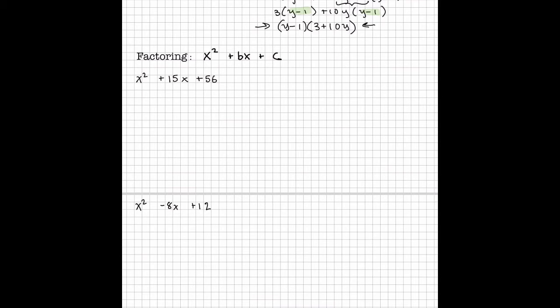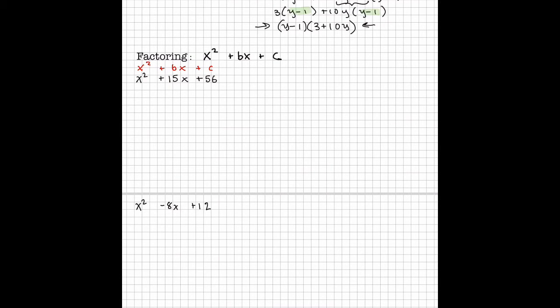Finally, we're going to move on to factoring trinomials. They're going to take the form of x squared plus bx plus c. b is just the coefficient of x. So in the following problem, here's our x squared, here's our bx, and here's our c.